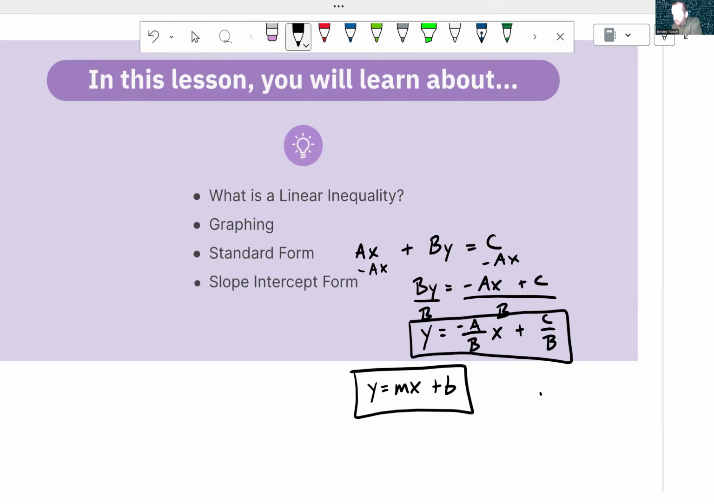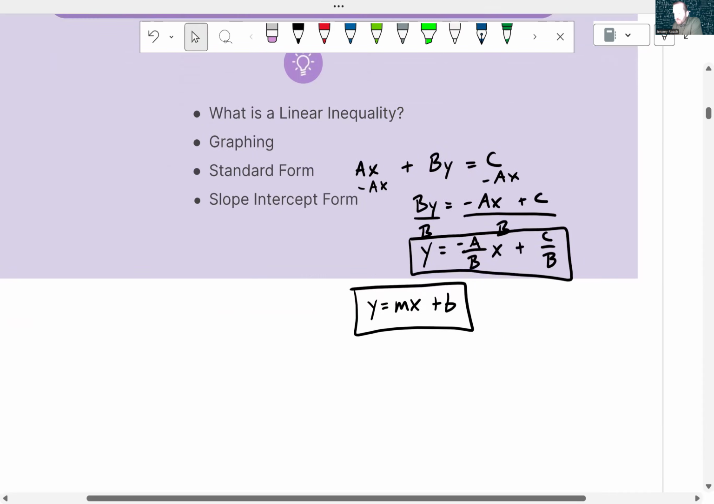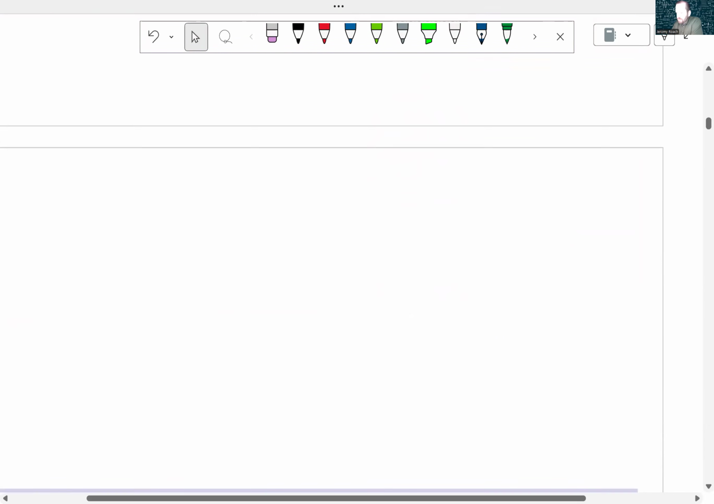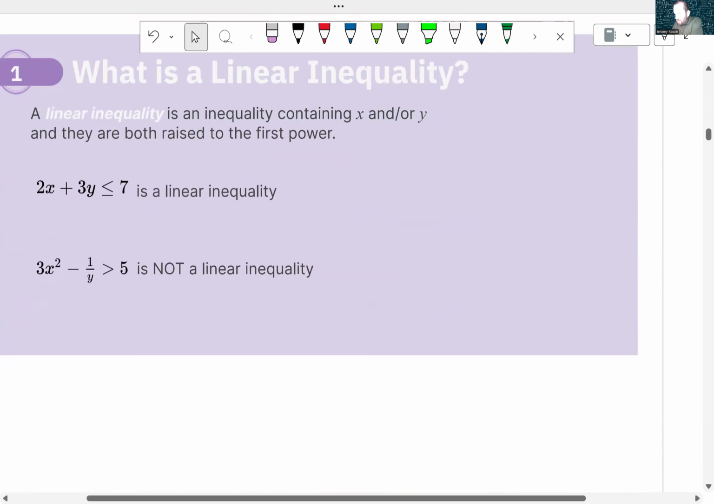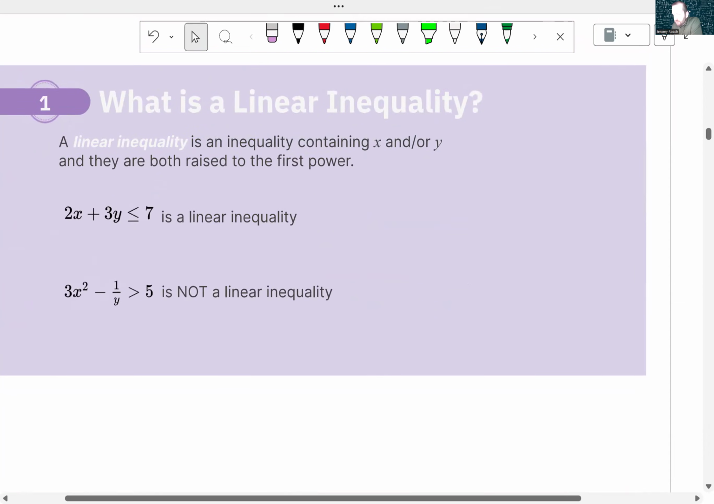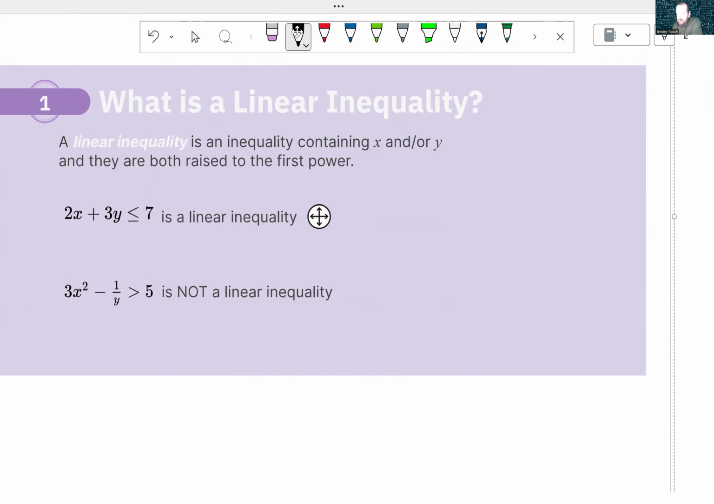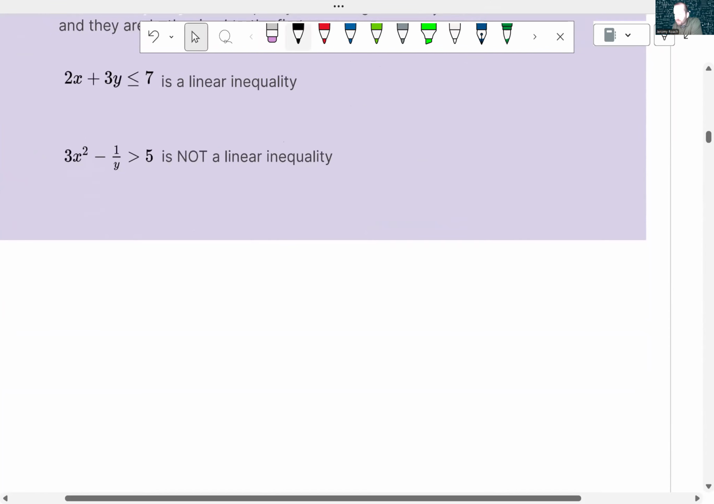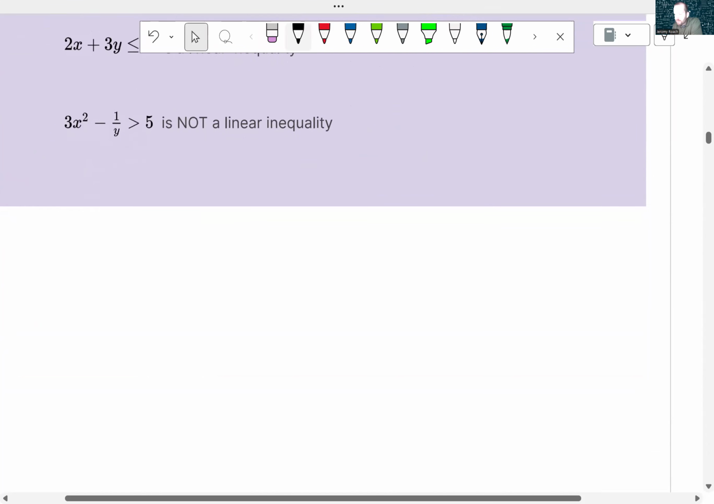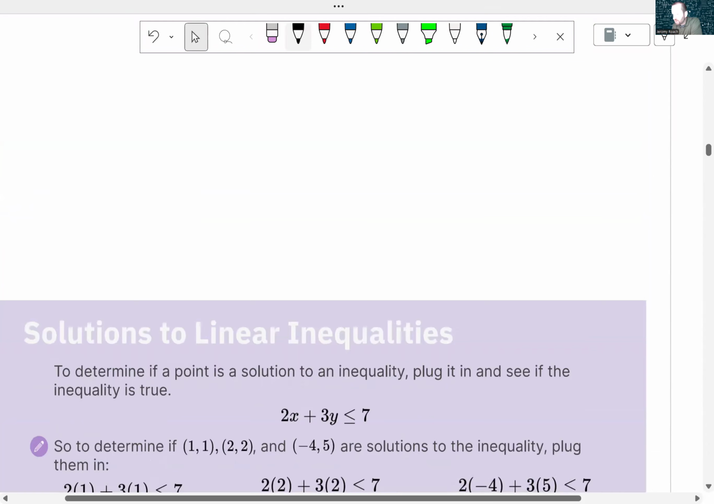Basically, just know that you have to use your calculator when you're given a linear inequality or a linear equation. That's probably going to be the best method for this. So a linear inequality can't have anything squared on it. It just has x's and y's. So that's what a linear inequality is. If it's squared, it doesn't count. It's not a linear inequality.